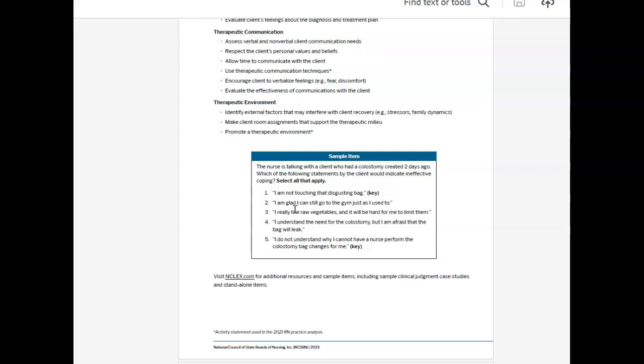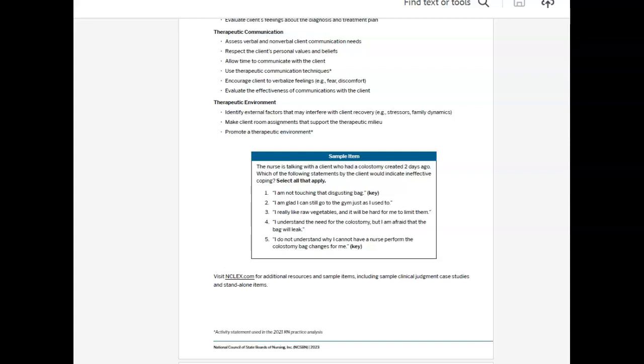Ineffective coping. So I'm not touching that disgusting bag. Well, that looks like they're not coping very well, obviously, because there's nothing saying that they're accepting that at all. And in number 2, it says, I'm glad I can still go to the gym just as I used to. That's a sign of coping because they're looking forward to something. I really like raw vegetables, and it'd be hard for me to limit them. They're realizing they're accepting the fact that they're going to have to make some life changes.